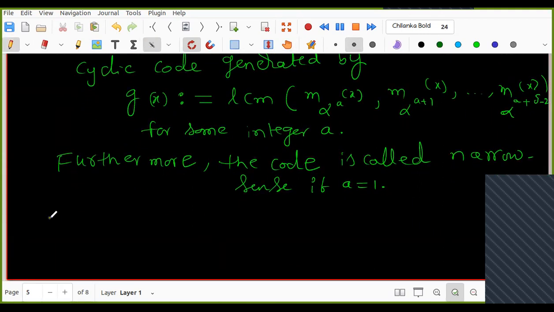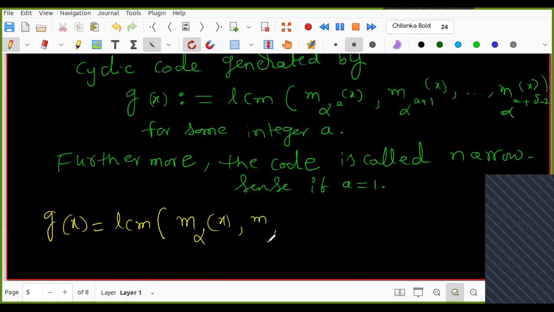Then in that case, what is my g of x? g of x is the LCM of m of alpha to the a, with a equal to 1, right? m of alpha x, m of alpha square of x. Up to what extent will I go? Up to m of alpha power delta minus 1 of x.